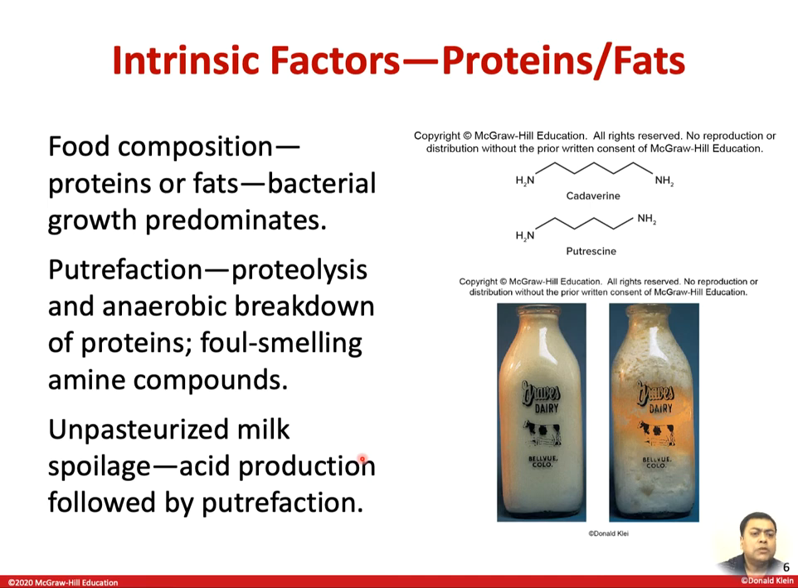Unpasteurized milk, on the other hand, is spoiled by acid production followed by putrefaction. So it is not that only unpasteurized milk would undergo spoilage. Even pasteurized milk past its shelf life will undergo this kind of degradation. So there is a succession of microbes that happens in this process. Initially, mainly bacteria like Lactococcus lactis subspecies lactis, or Lactobacillus, grow. These are mainly going to convert the lactose, which is the milk sugar, into lactic acid.